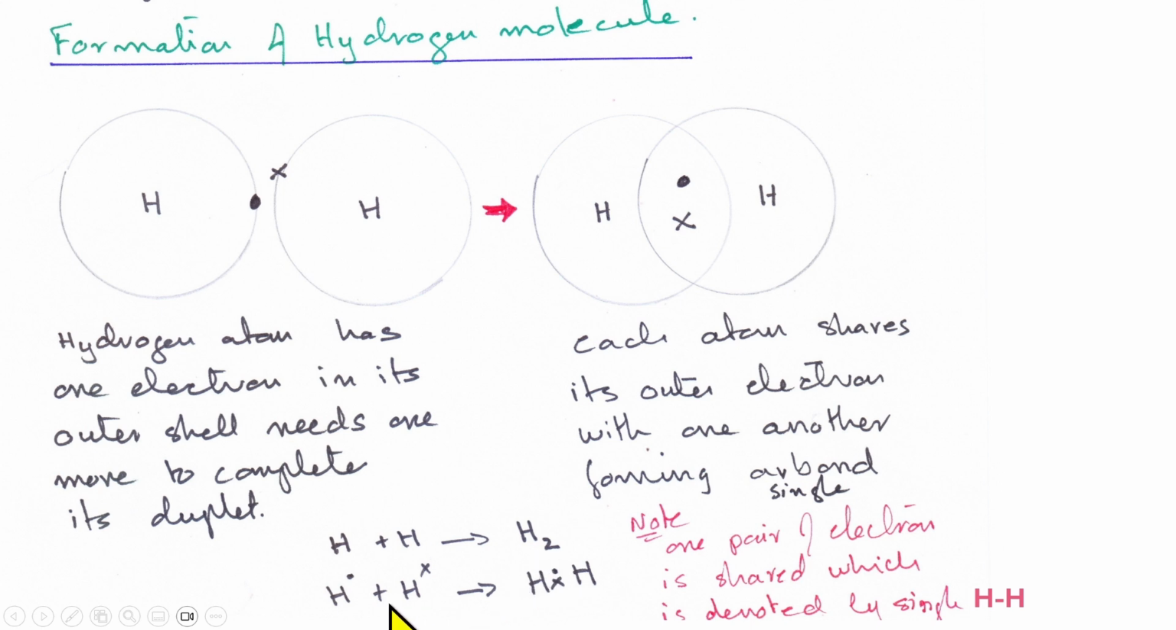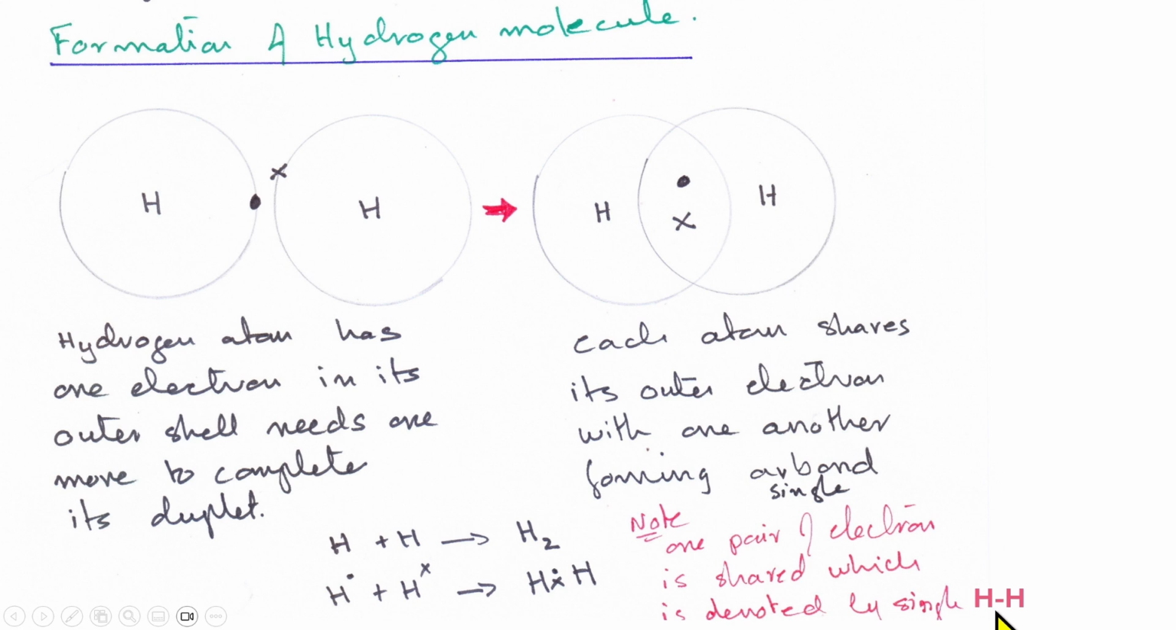Then it's a dot and cross structure. You can see I have drawn dot and cross between two hydrogen atoms. Note, one pair of electrons is shared, which is denoted by a single line.